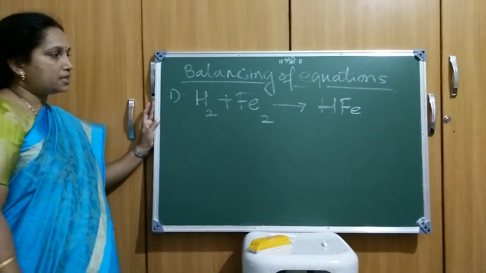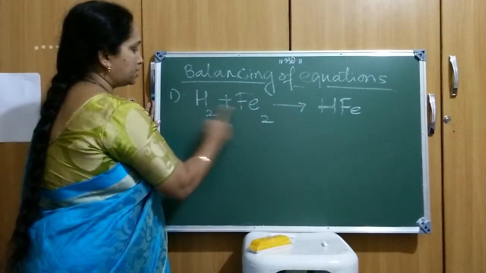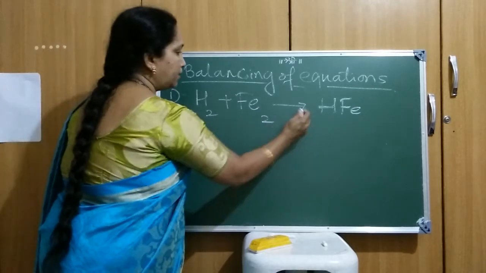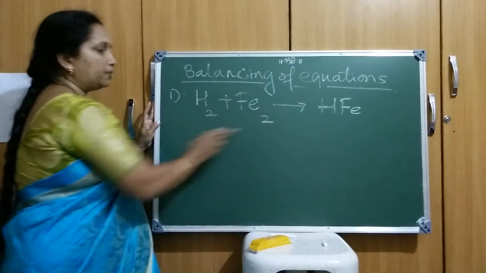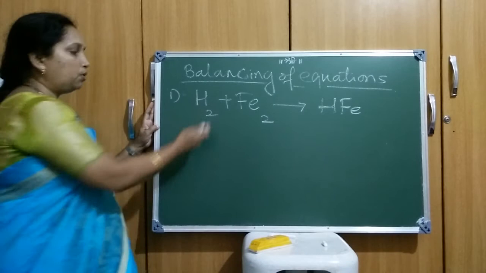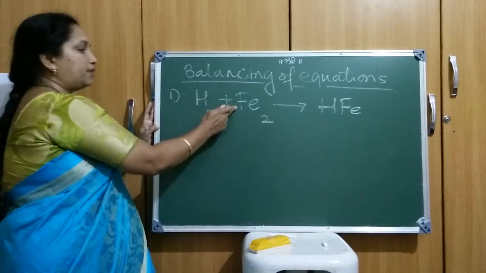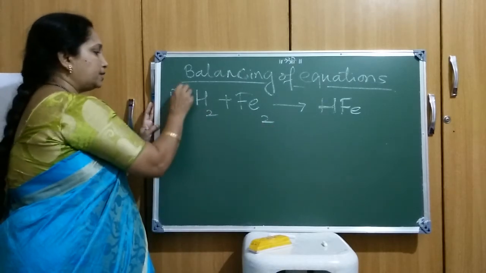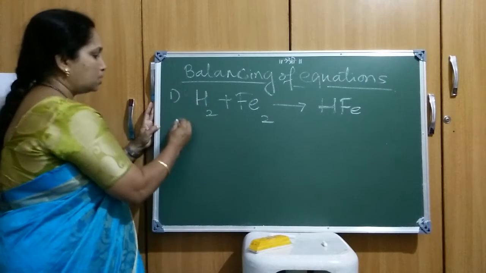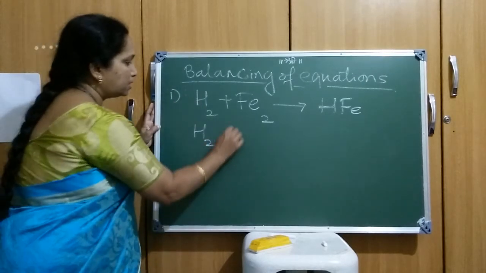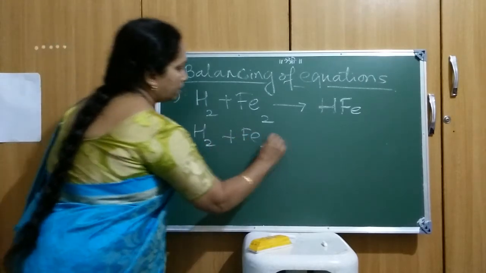So how to balance this one? You can see that 2 Fe is there, 2 H2 is there. As we know that these are subscripts, we are not at all going to change anything in the subscript. Whatever it is, we are going to change the coefficient, that is this place, right? So for the balanced equation, I'll first write down the equation as it is.